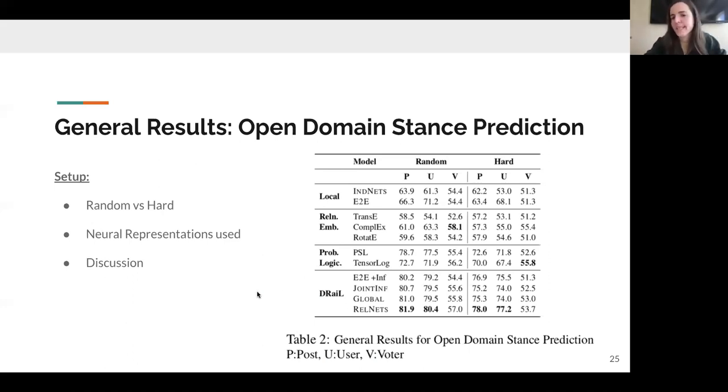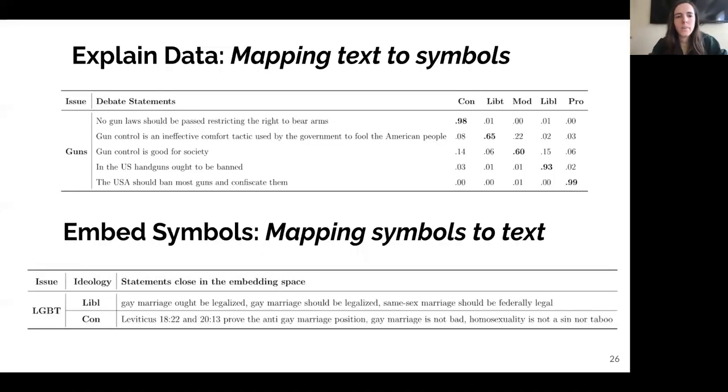Any questions on this? This is just showing the numbers that we had. And then this is maybe more interesting, which is some qualitative analysis to look at what actually happens. So I talked about this idea that now I have symbols, I have scores for the symbols, and I also have embeddings for the symbols.